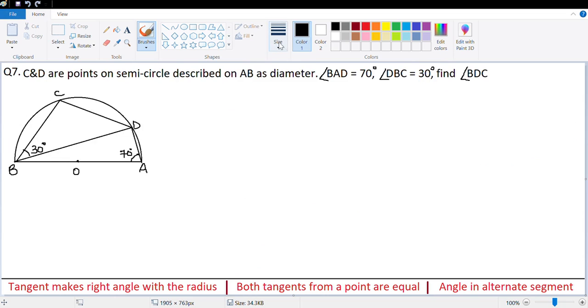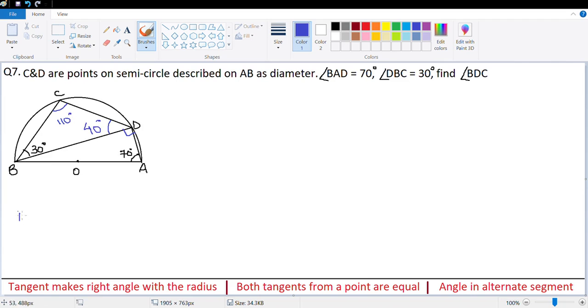It says C and D are points on a semicircle described on AB as diameter. Angle BAD is equal to 70 degree. This angle for sure is 90 degree. Yes, this is 90 degree. Angle DBC is 30. We need to find angle BDC. This is the angle that we need to find. So if this is 70, then this is 110. So now in this triangle, this is 110, 30, which means this is 40 degree.